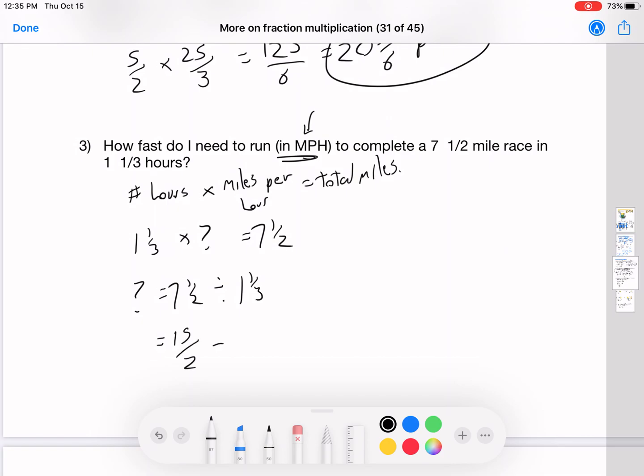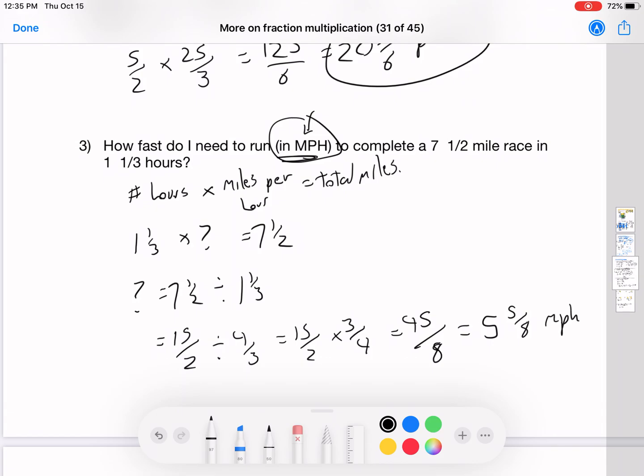15 halves divided by 4 thirds, which will equal 15 halves times 3 over 4, which will equal 45 over 8. And 8 goes into 45 5 times, because 5 times 8 is 40, so 5 5/8. And then the answer was, how fast do we need to run in miles per hour? 5 5/8 miles per hour.